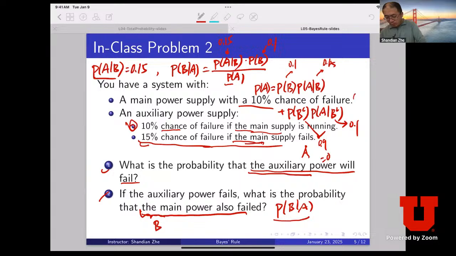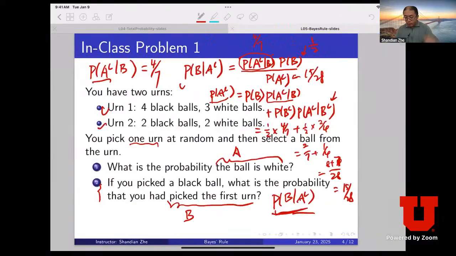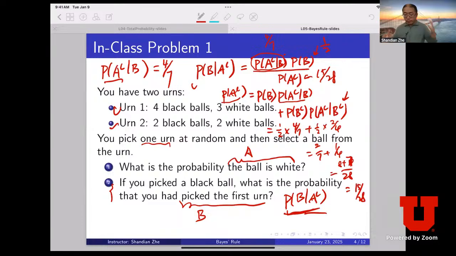Which is 0.015 plus 0.09, which is 0.105. You got your denominator to be 0.105, right? Okay. So hopefully these two practices will give you a sense of how we can leverage this so-called Bayes rule to invert conditional probabilities.